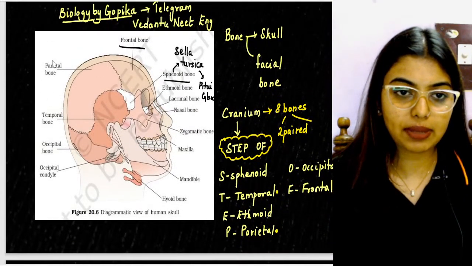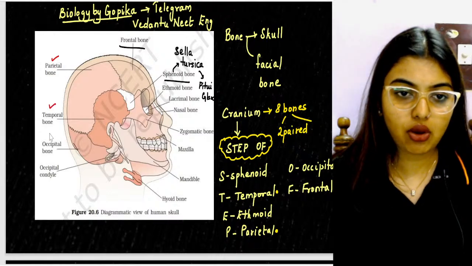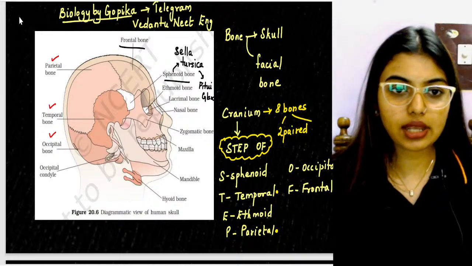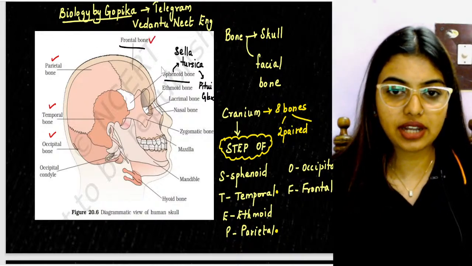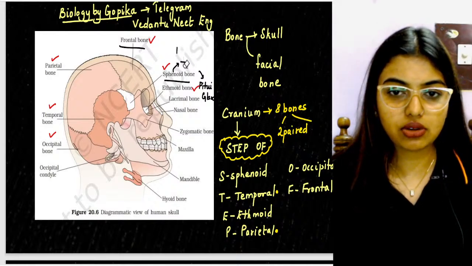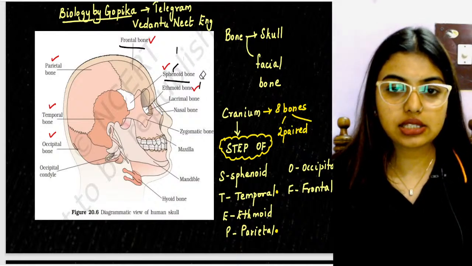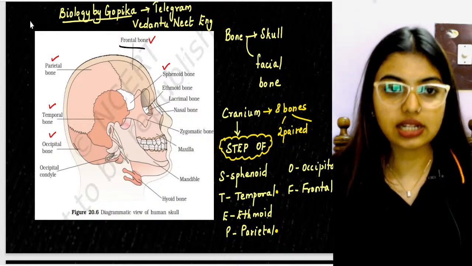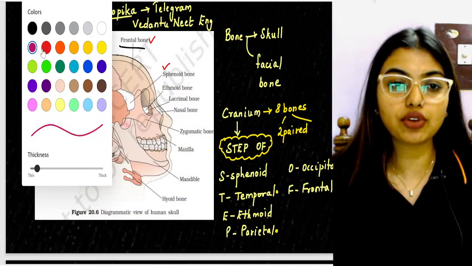See, this is going to be parietal, temporal, occipital, occipital condyle will come. Now I am going to mark everything in red. Those are your cranium bones. So you understood, no? This sphenoid bone has a depression called sella turcica. In that, the pituitary gland is going to be there.